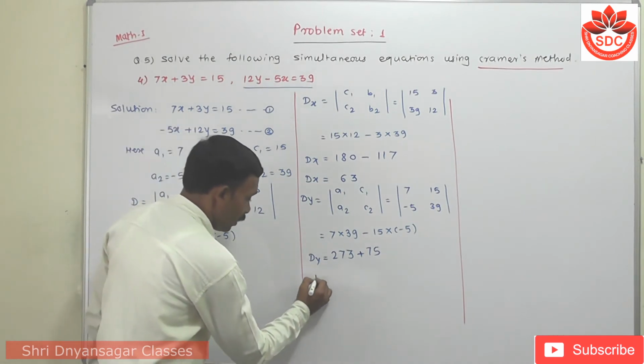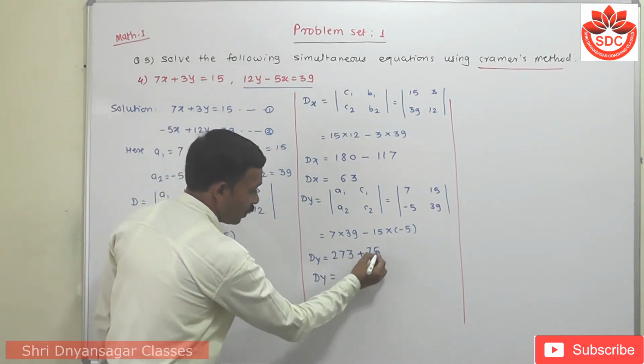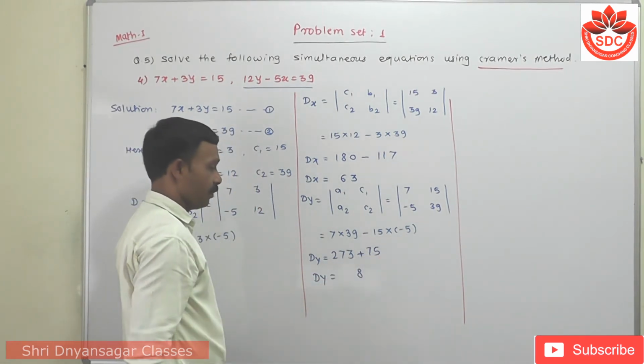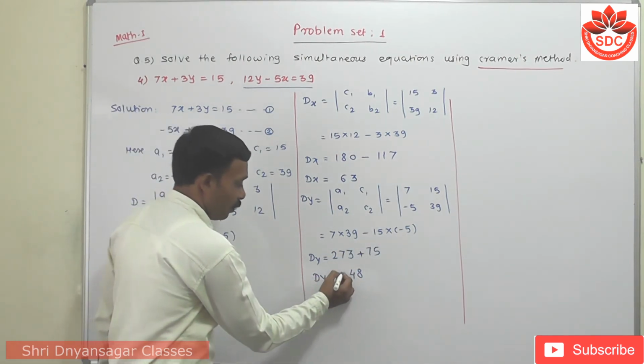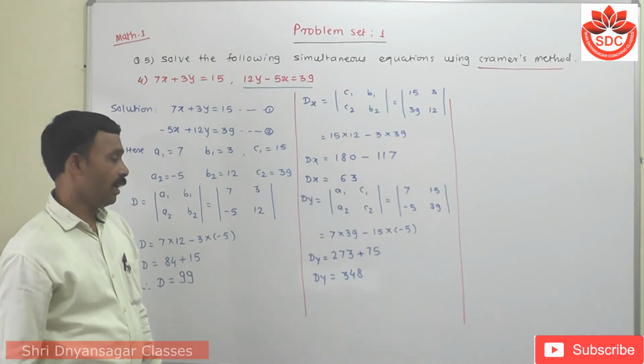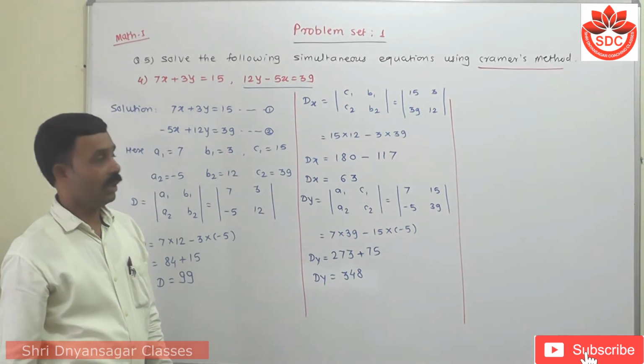Then dy is equal to 5 plus 3 becomes 8. 7 plus 7 is 14, carry 1. 1 plus 2 is 3. 348. The value of determinant of y.